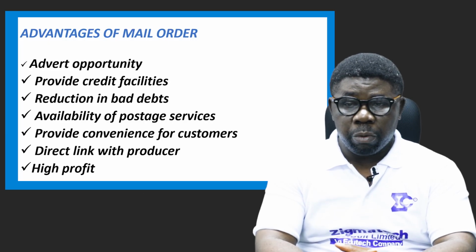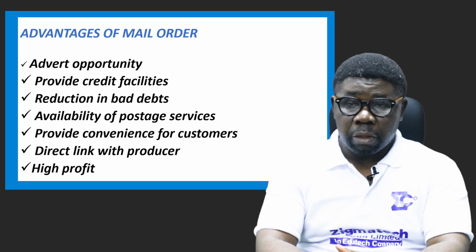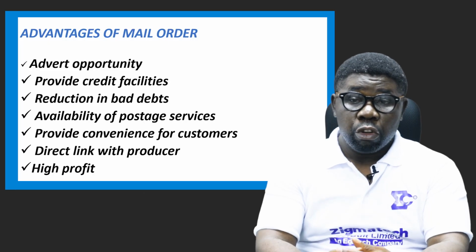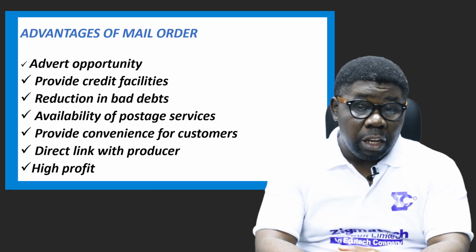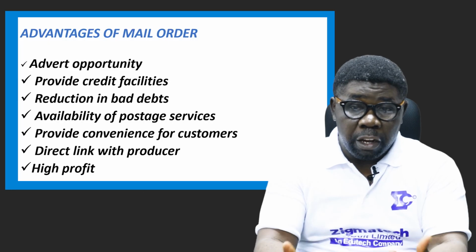The direct link with producers. These people also have direct link with what? With producers, because with them, the producer can use them to send to the final consumer, to their customers. So that means they can eliminate what? They can eliminate middlemen and sell at a reasonable price to the final consumer.